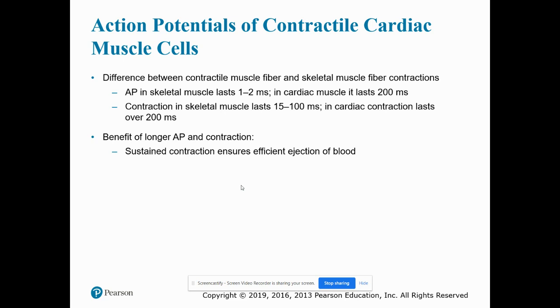Difference between contractile muscle fiber and skeletal muscle fiber contractions. So this is just the difference between skeletal muscles and cardiac muscle. The action potential in skeletal muscle lasts about 1 to 2 milliseconds, so it's real short, brief. Cardiac muscle lasts about 200 milliseconds. The contraction in skeletal muscle lasts between 15 and 100 milliseconds, and in cardiac muscle, it's over 200 milliseconds. And there is a benefit of longer action potential and contraction, and that is that sustained contraction ensures efficient ejection of blood.